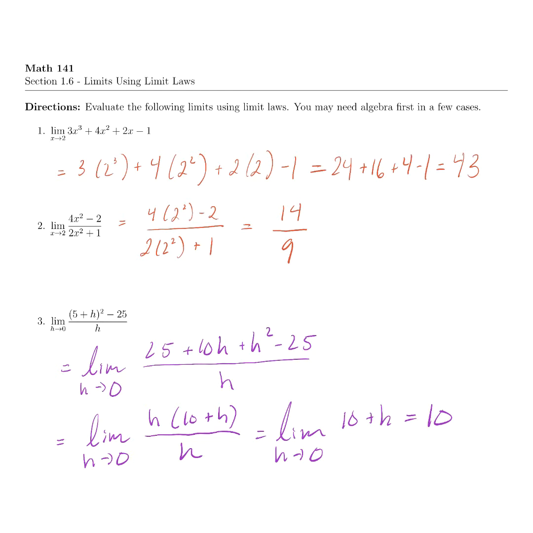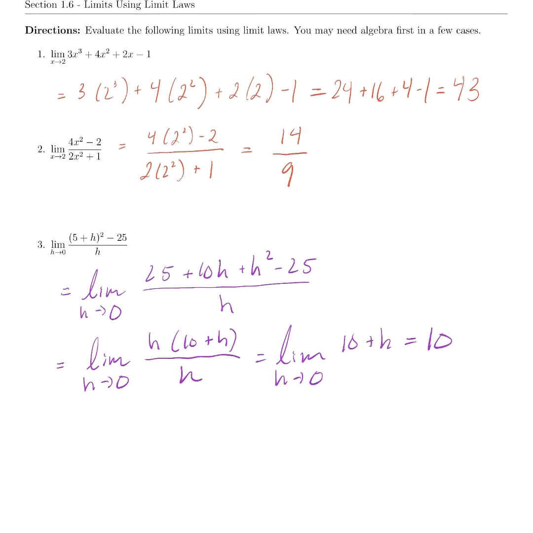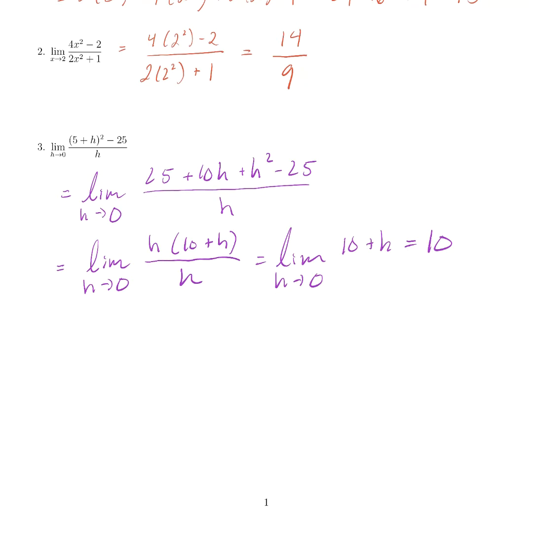The third example looks very much like the final example I did in the introduction. We multiply that thing out, combine some like terms, and we're able to factor out an h from numerator and denominator, and we see that that limit is 10.